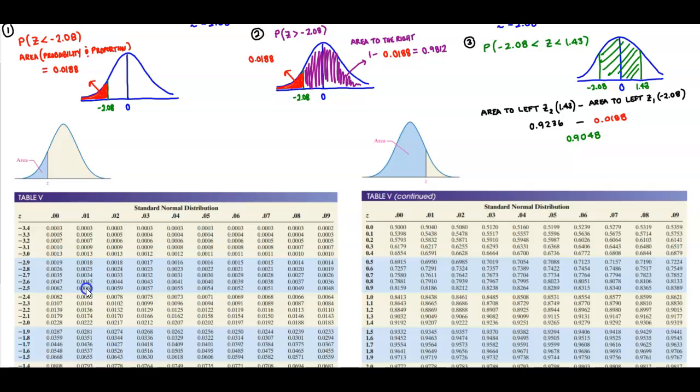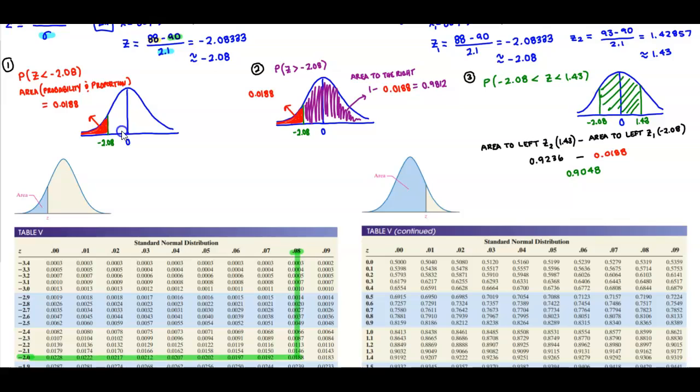So if we come down here on our table, let's go ahead and take a look. So here is negative 2.0, and the last part of our digit is 0.08. So if we go across here and then go down here, you will see that at that value, we're going to get 0.0188, which is what we get for this area to the left. All right, so that gives us the area when we're looking for the probability of it to the left.